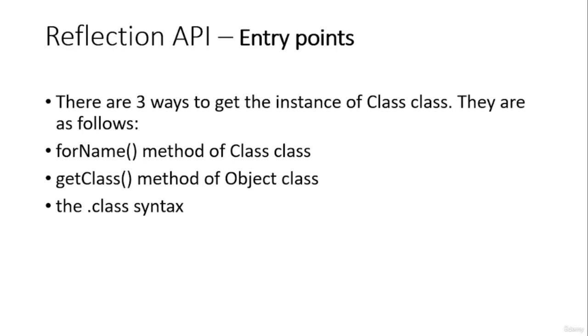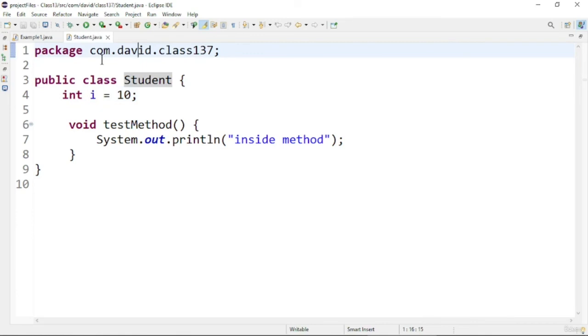The .class syntax allows us to directly get a class object like that also, and we will be able to modify the runtime and monitor the behavior of the particular class. So this is about the reflection API. Now let us see some practical programs based on the reflection API. In this program, we are going to discuss the entry points of the reflection APIs. So let us see the program.